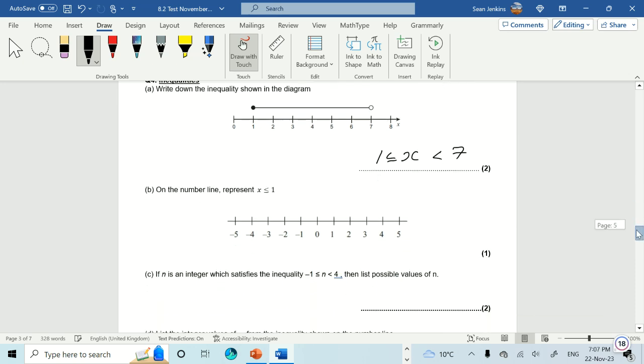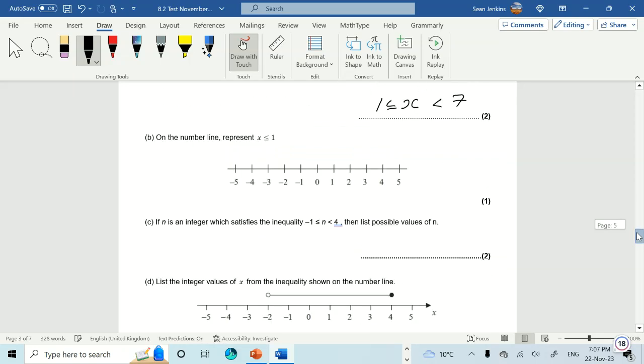Okay, in part B, 4b, it says on the number line, represent x is less than or equal to 1. Well, less than or equal to 1 means we have to go to the number 1, and we have to draw a closed circle because it includes the number 1. And then we just draw an arrow all the way to the end, or it doesn't really matter. We can just put an arrow there because it's all numbers less than or equal to 1, including 1, which is 0, minus 1, minus 2, and so on, to minus infinity.